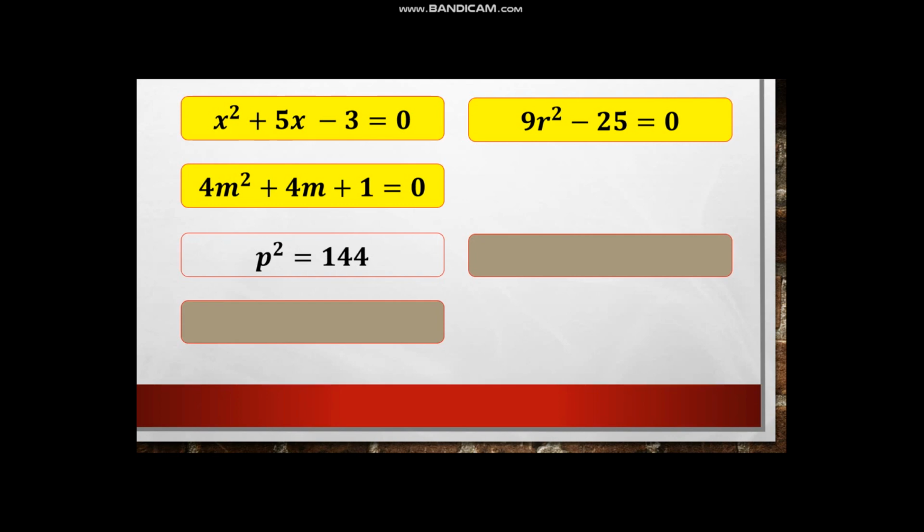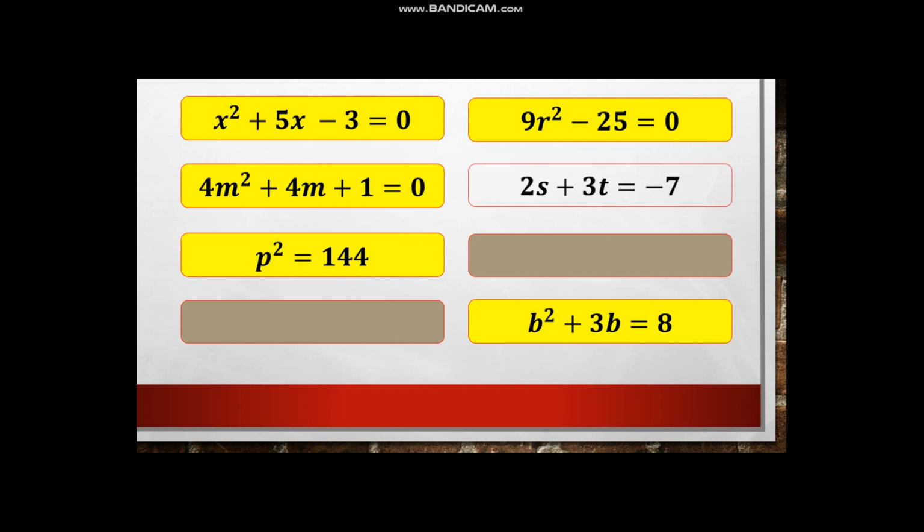Next, b squared equals 144. Yes, because of the presence again of the exponent of 2, it is considered a quadratic equation. Next, b squared plus 3b equals 8. Again, because of the presence of the quadratic term, because we have an exponent of 2 over b, it is a quadratic equation. And lastly, we have 2s plus 3t equals negative 7. It has no quadratic term, so it is a linear equation.